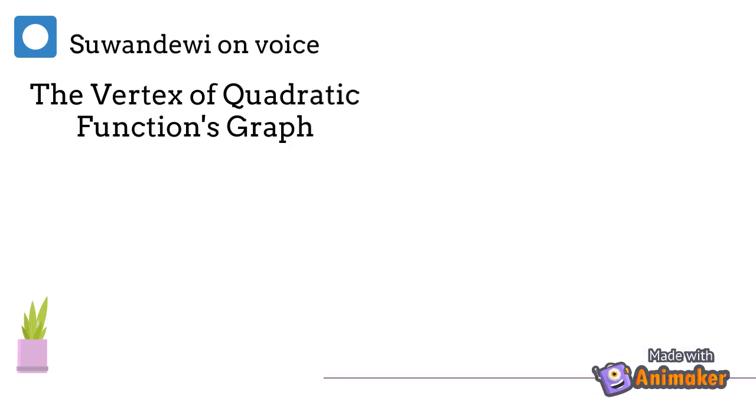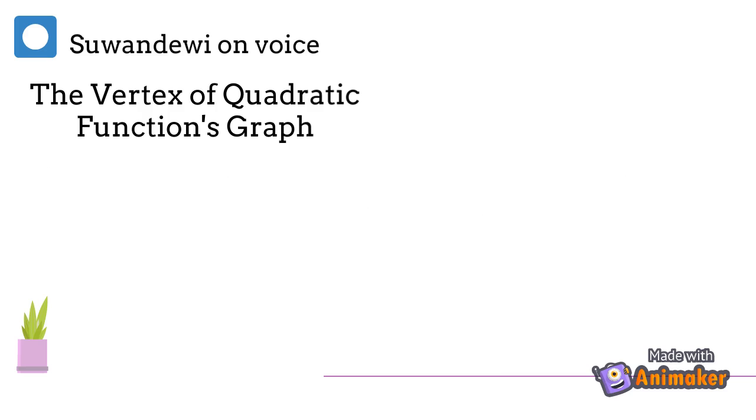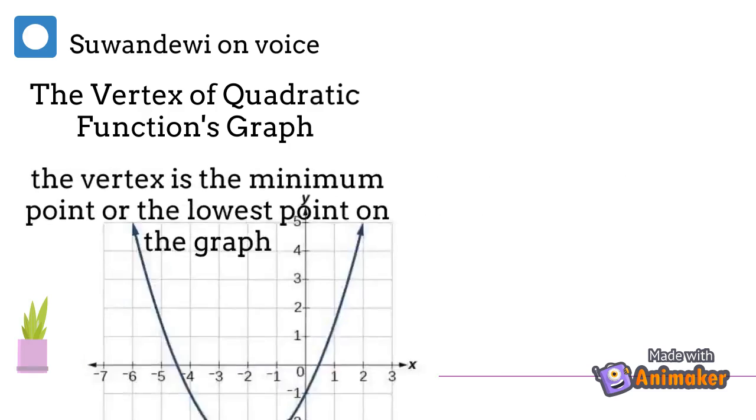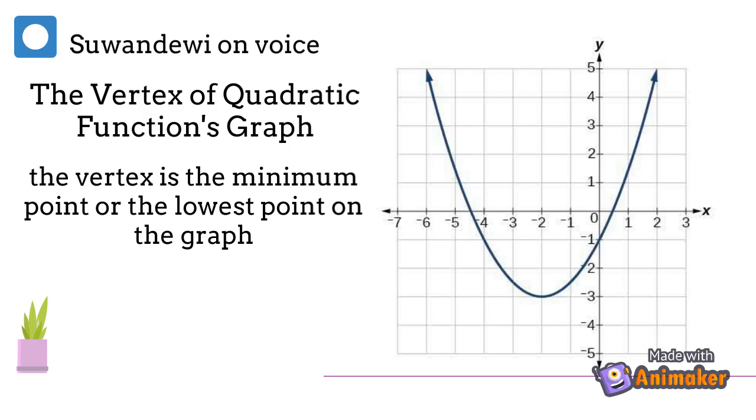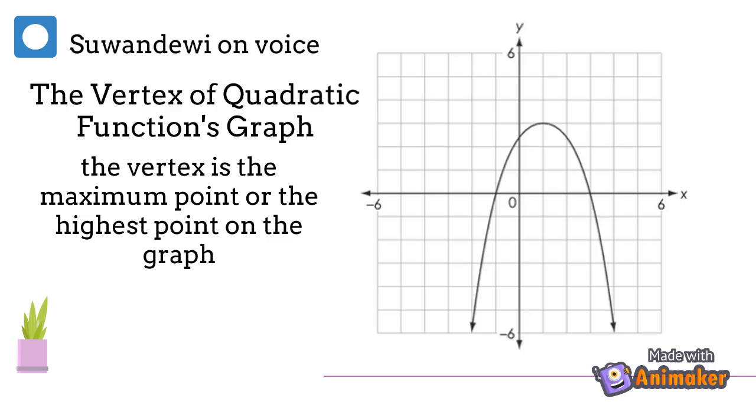As we mentioned before, the parabola does not necessarily have to be on the origin. The vertex is the point in the parabola where the curve changes direction. This is the picture when the parabola is opening up. So the vertex is the minimum point or the lowest point on the graph. The second is the picture if the parabola is opening down. So the vertex is the maximum point or the highest point on the graph.